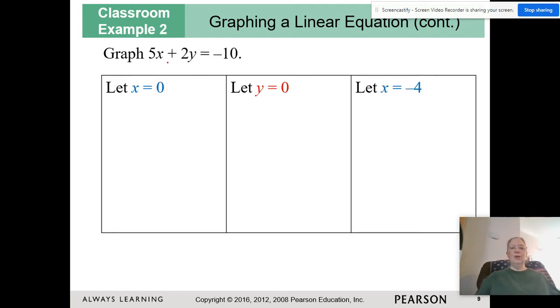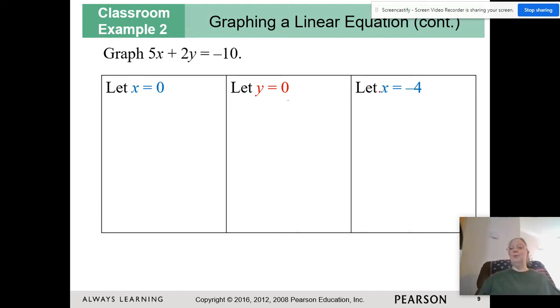All right, we're going to do the same thing. We're going to let x equal 0. We're going to let y equal 0. This time we're going to let x equal -4. The reason why the textbook authors chose -4 was so that they would end up with a nice integer for y, but you don't necessarily know that when you're doing it.